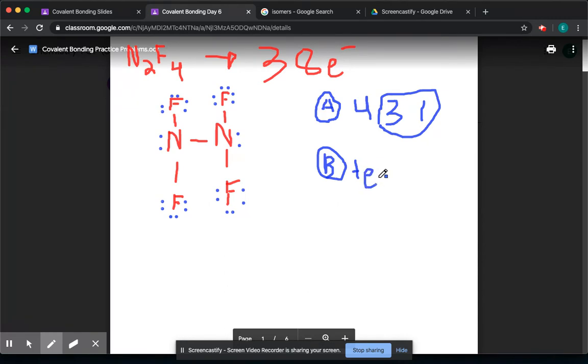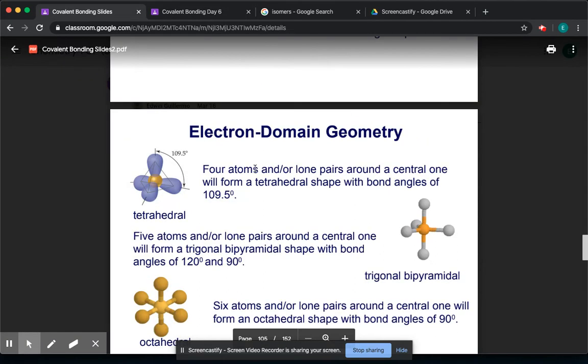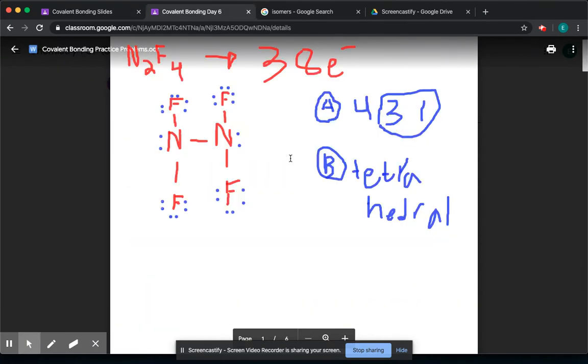Spelling will be kind of difficult here. Tetrahedral. It's hard to spell with this mouse. You guys get the idea. Tetrahedral. Okay. First one for 4 would be tetrahedral.